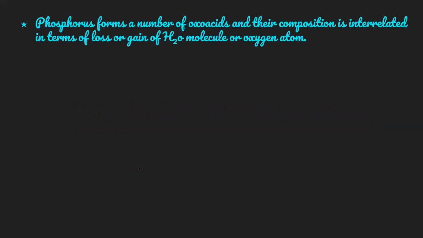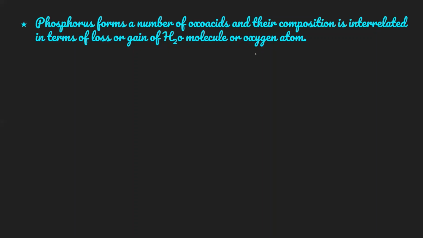And those oxoacids of phosphorus are interrelated by loss or gain of water molecule or oxygen atom. These oxoacids of phosphorus are interrelated in terms of water molecule and oxygen atom loss and gain. And now let us see how we can describe this interrelation.